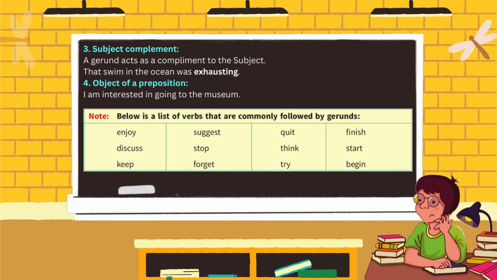3. Subject complement. A gerund acts as a complement to the subject. That swim in the ocean was exhausting. 4. Object of a preposition. I am interested in going to the museum. Note. Below is a list of verbs that are commonly followed by gerunds. Enjoy, suggest, quit, finish, discuss, stop, think, start, keep, forget, try, begin.